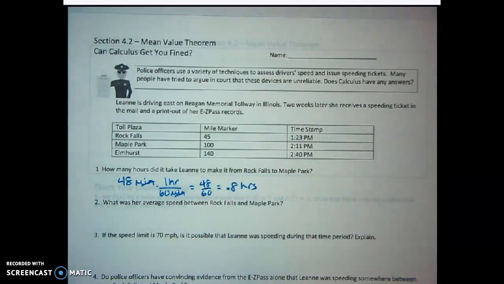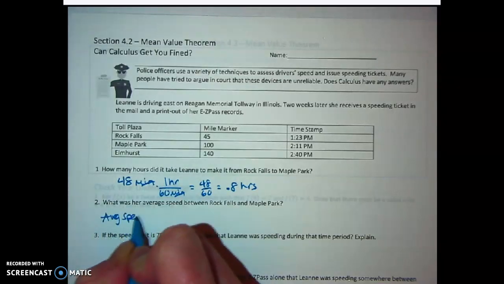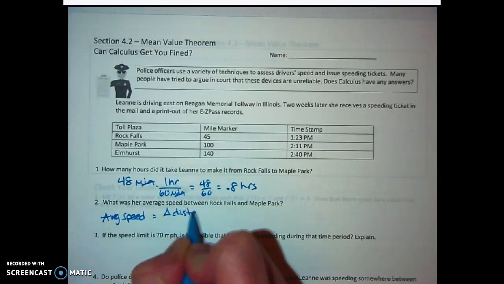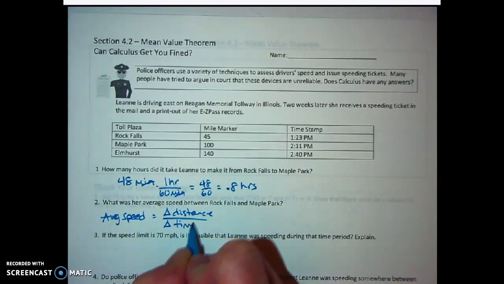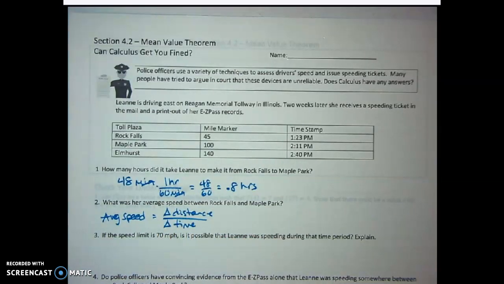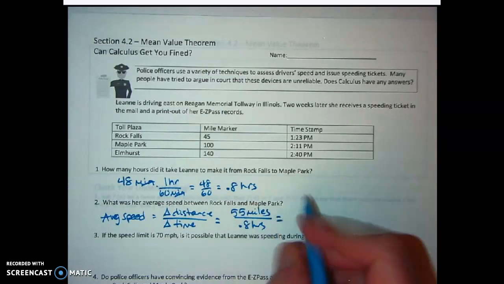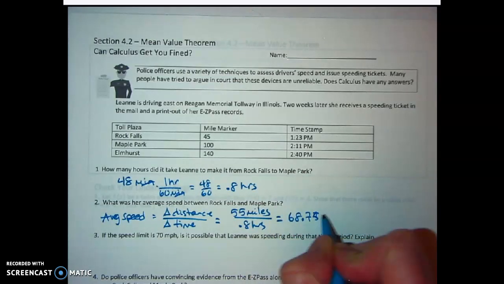So what was her average speed between Rock Falls and Maple Park? Remember, her average speed is just going to be the change in her distance over the change in her time. Go ahead and pause the video and see if you can find her average speed. Distance was 55 miles. Her time was 0.8 hours. You put this into your calculator, you're going to get that she was going 68.75 miles per hour.